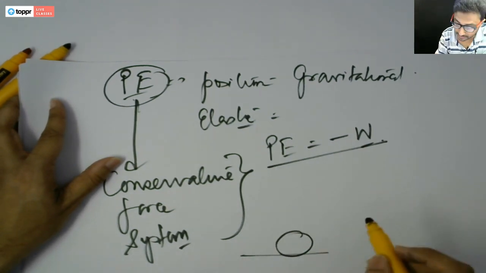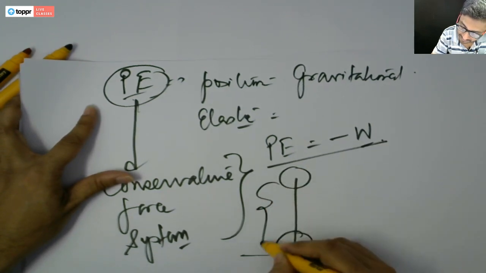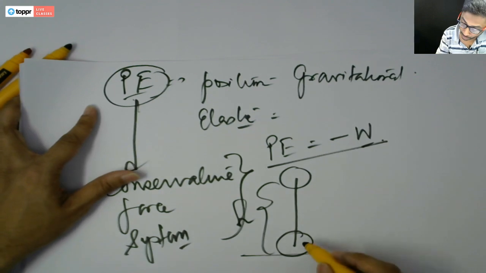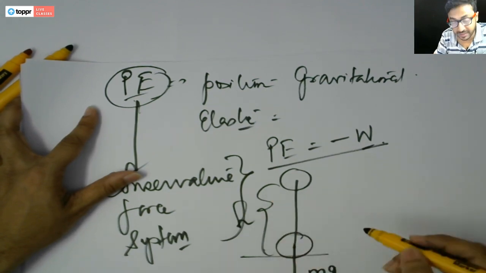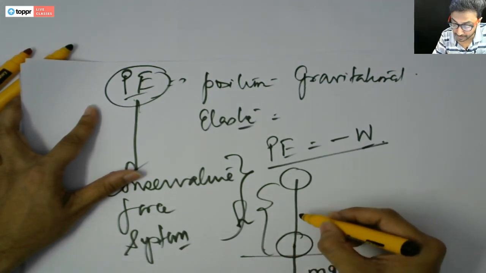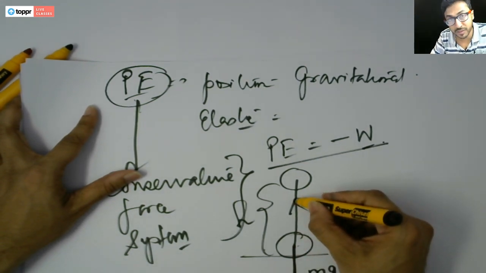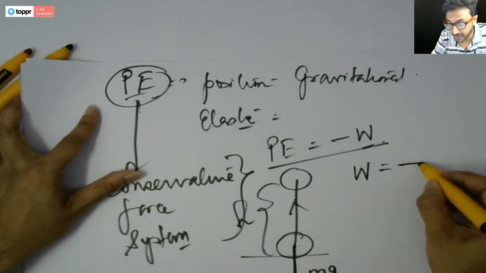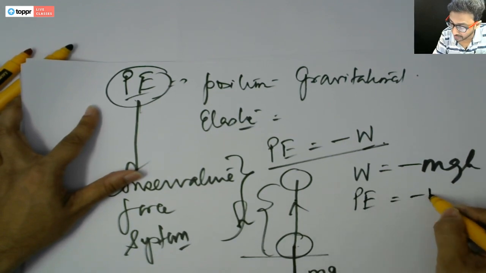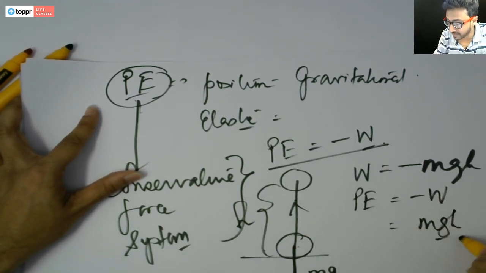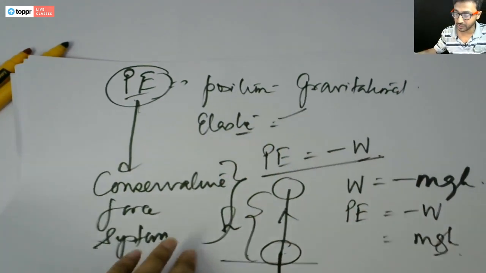For gravitational potential energy, say when a body is raised to a height of h, we know this is mg, the weight of the body, and the height is h. If you consider the direction in this case, the mg, the weight of the body, and the displacement, they are in the opposite direction. So the work is nothing but minus mg into h. So the potential energy equals minus W, that is mgh. Let us try to get the elastic potential energy here.